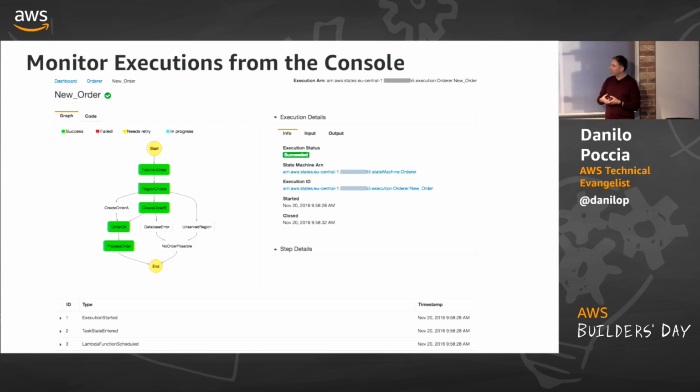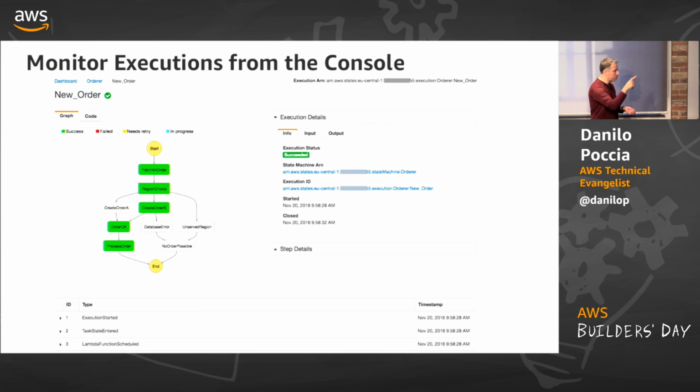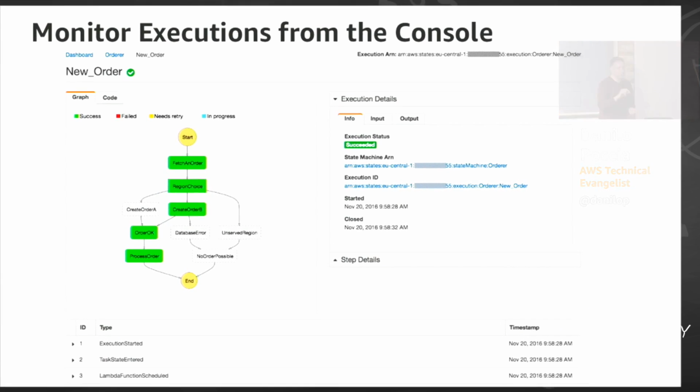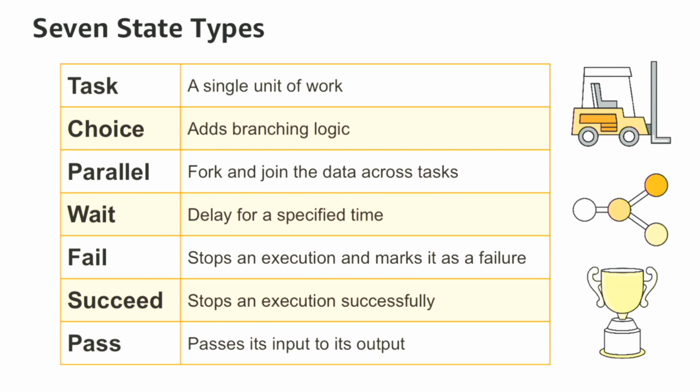Monitor execution from the console. This is an example of how, from the console, you can run a state machine. We will see a demo where we really use color to tell you in which step of the state machine we are. And if there is a branch or something, you will see where in the workflow this execution is going. Then at each step level, you can see the input, the output, and the time of this single task.